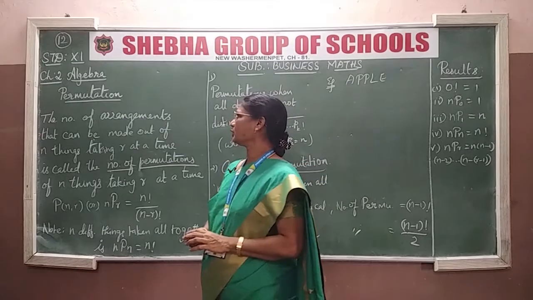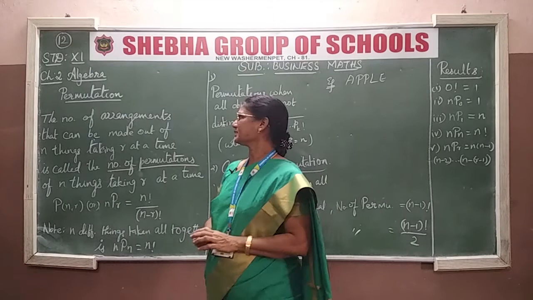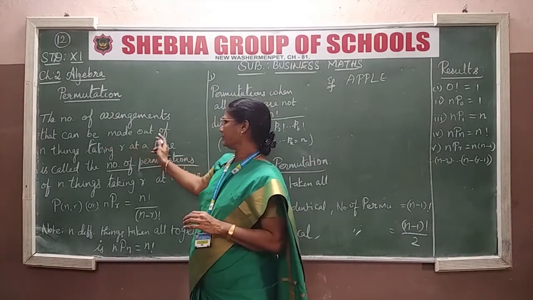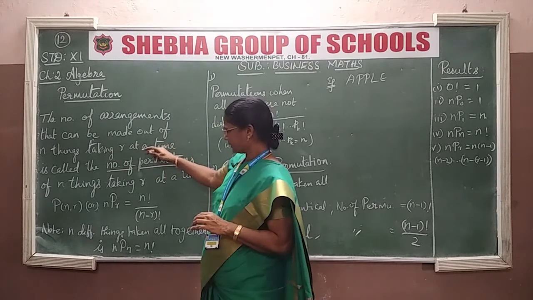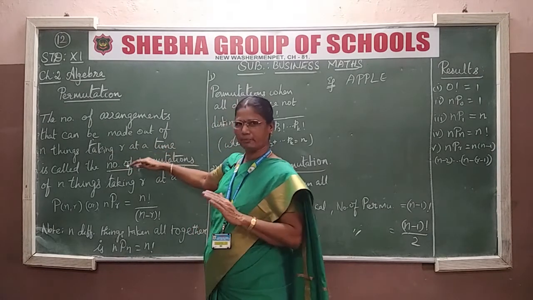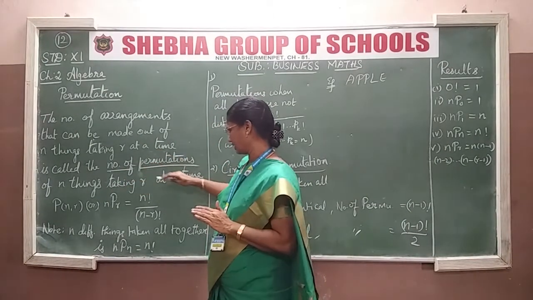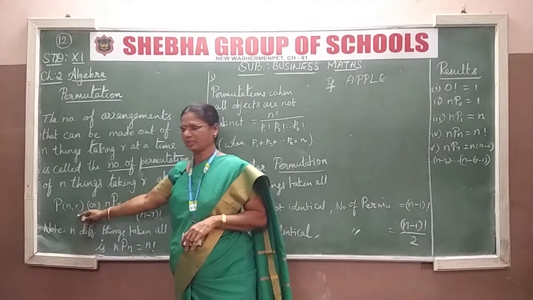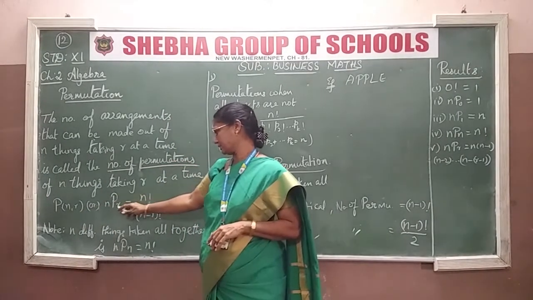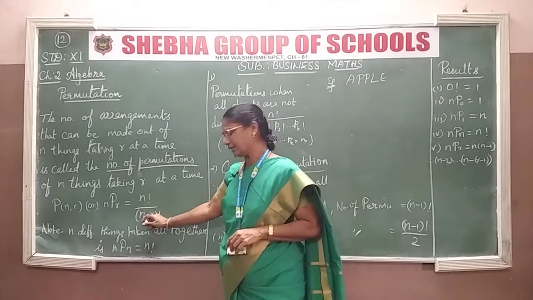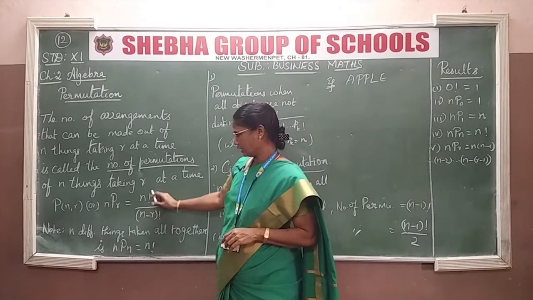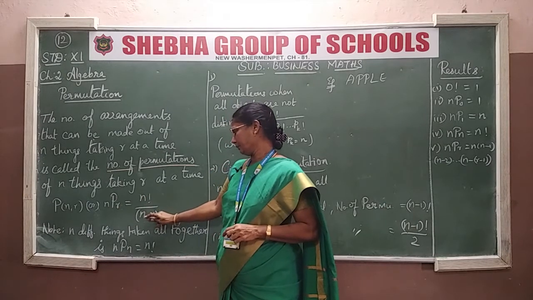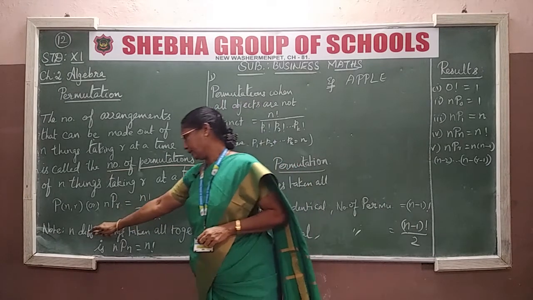Today let us go for a new heading, permutations. Permutation means order of arrangement. The number of arrangements that can be made out of n things taking r at a time is called the number of permutations of n things taking r at a time, and this is denoted by P(n, r) or nPr, and it's equal to n factorial by n minus r factorial. So the number of permutations formula is nPr equals n factorial by n minus r factorial.